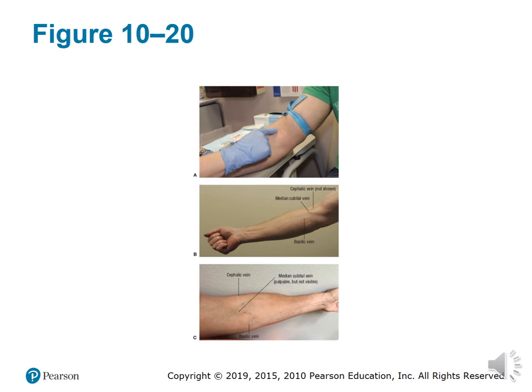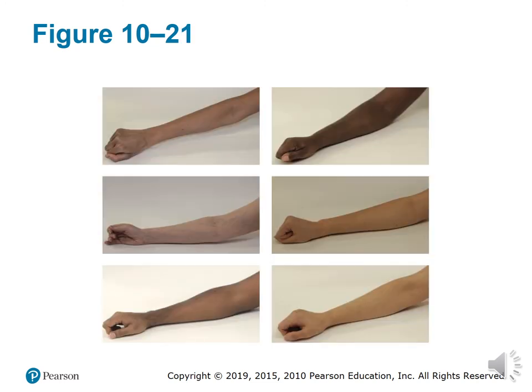Right here, you see a healthcare worker palpating the vein. You see that you have your median cubital vein. Your cephalic vein is not being shown in picture B. Your basilic vein can be seen. And you see your cephalic and basilic veins in C, but you don't really see your median cubital vein. This just shows vein variations, what they look like based on race, gender, and age.